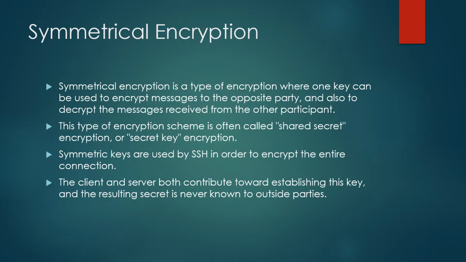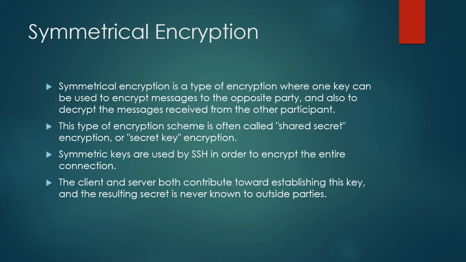This means that anyone who holds the key can encrypt and decrypt messages to anyone else holding the key. This type of encryption scheme is often called shared secret encryption or secret key encryption. There is typically only a single key that is used for all operations, or a pair of keys where the relationship is easy to discover and trivial to derive the opposite key. Symmetric keys are used by SSH in order to encrypt the entire connection.